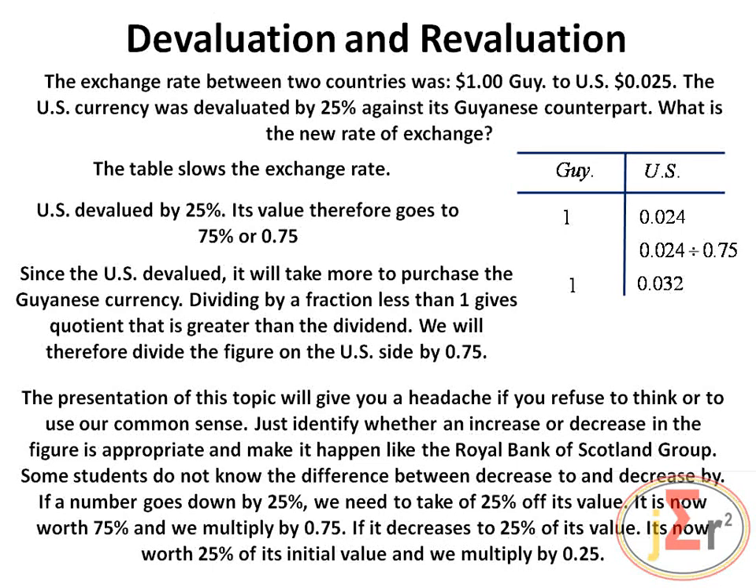If it decreases to 25% of its value, it is worth 25% now. So it's now worth 25% of its initial value, and we multiply by 0.25. That's the difference between decreases by and decreases to. If it decreases by, you take off that figure. If it decreases to, the figure that it is said to decrease to is your new figure.